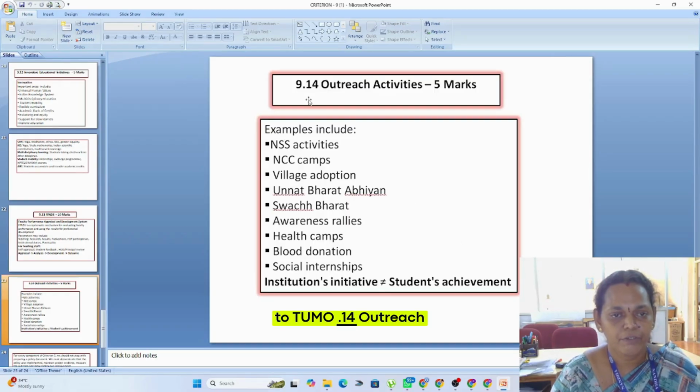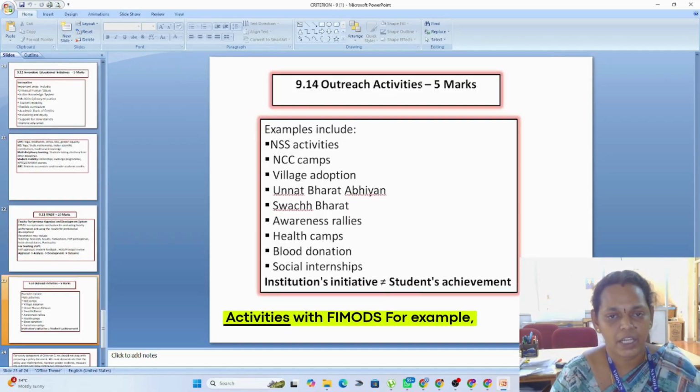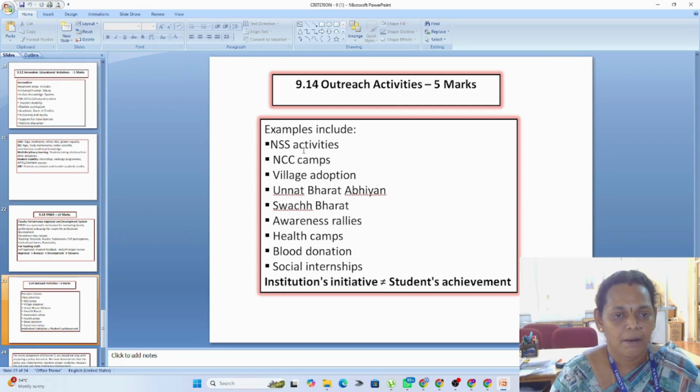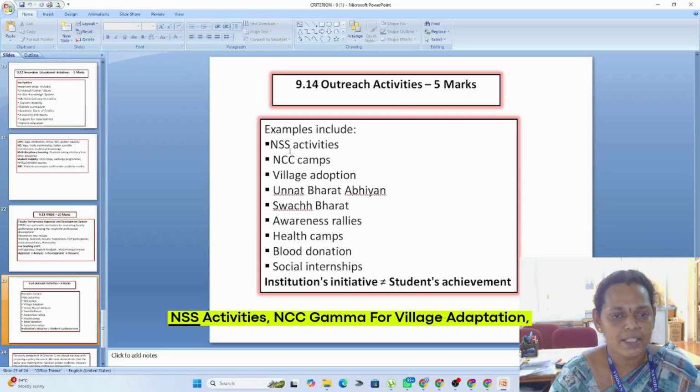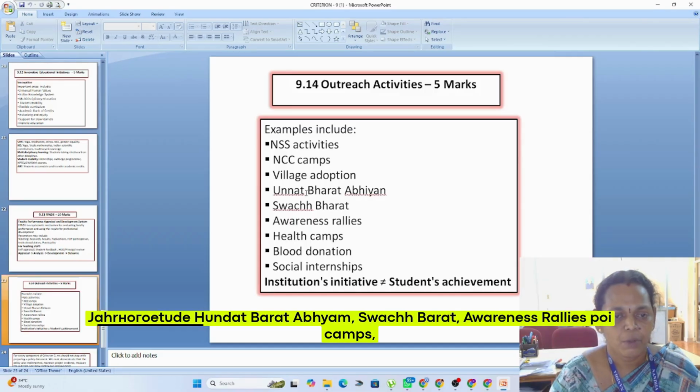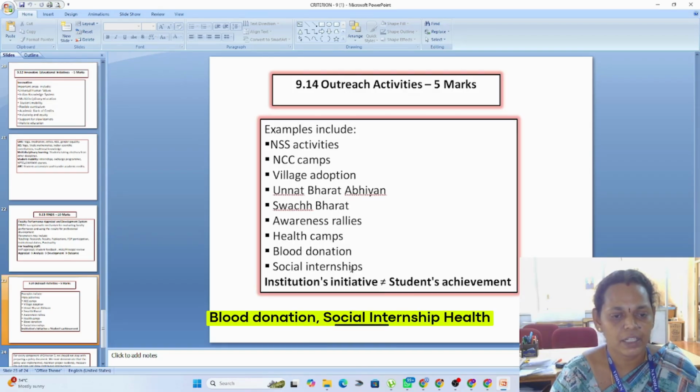Next, 9.14 outreach activities with 5 marks. For example, NSS activities, NCC camps, village adoption, Unnat Bharat Abhiyan, Swachh Bharat, awareness rallies, health camps, blood donation, social internship. These are the examples of outreach activities.